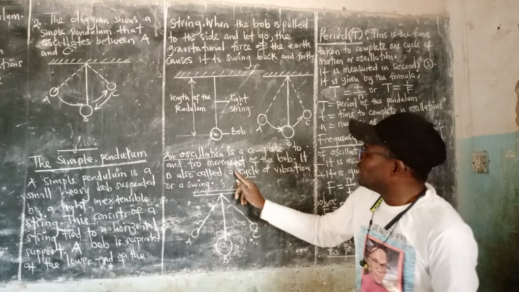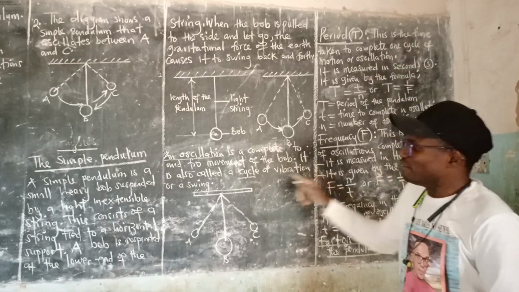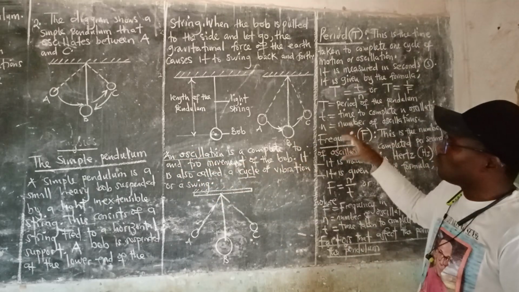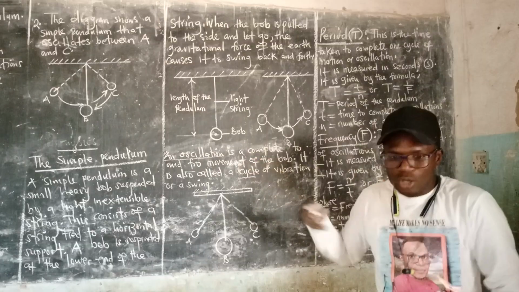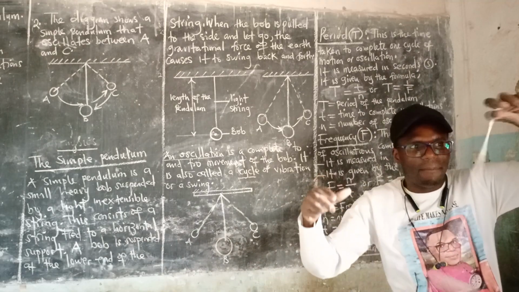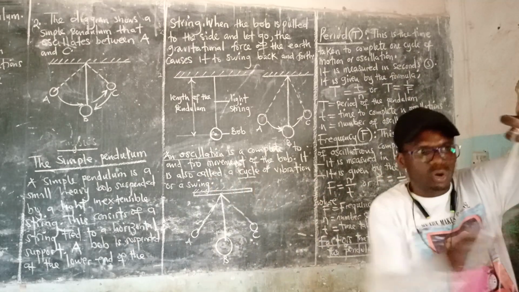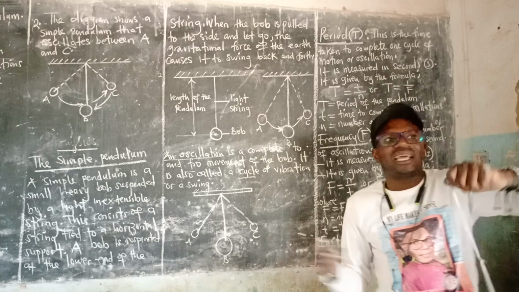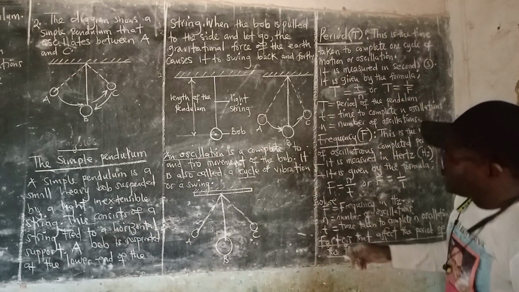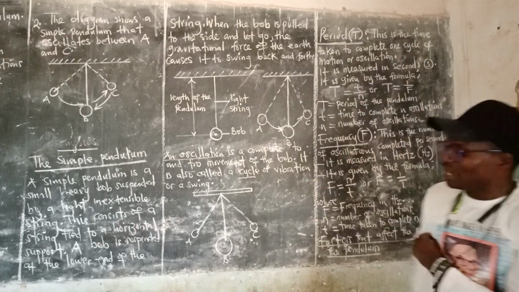It is also called a cycle, a vibration, or a swing. So you can say an oscillation is a complete to and fro. To and fro means this one is a cycle, to and fro, to and fro, just like making a circle.